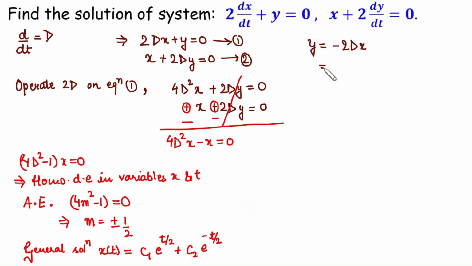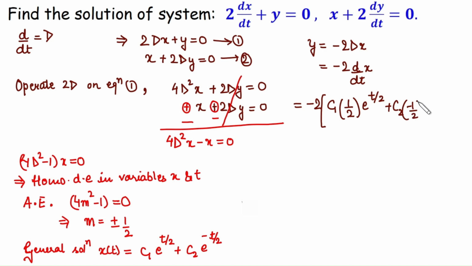Now what is the D? D stands for the derivative with respect to t. So we need to take the derivative of this x term with respect to t. That is equal to minus 2 outside. The derivative of this term with respect to t is equal to c1 into 1 by 2 e raised to power t by 2 plus c2. The derivative of this term is minus 1 by 2 e raised to power minus t by 2.